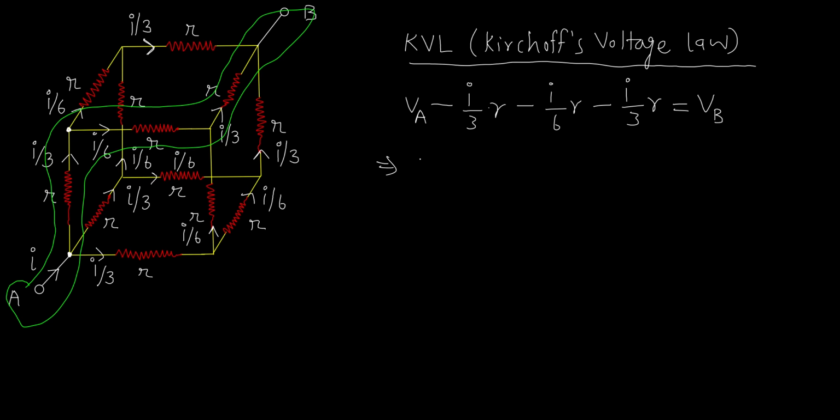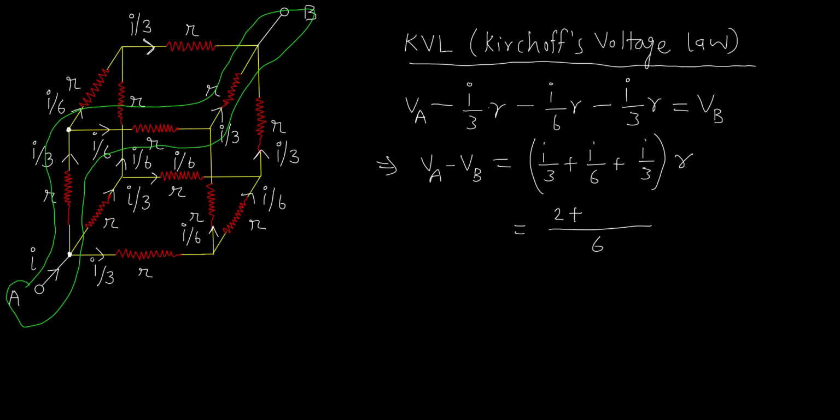So from here you can write VA minus VB equals I by 3 plus I by 6 plus I by 3, and R will be common in all of them. So 6 will be the LCM: 3 twos are 6, plus 6 ones are 6, plus 3 twos are 6, into R. So basically it is 2 plus 1 is 3, plus 2 is 5, so it is 5 by 6 R. And I will also be there, so VA minus VB equals 5 by 6 I into R.